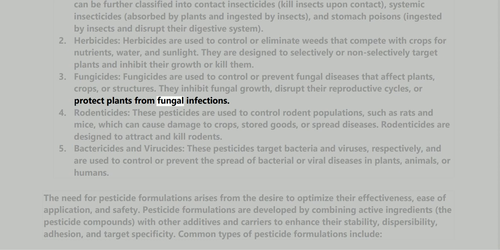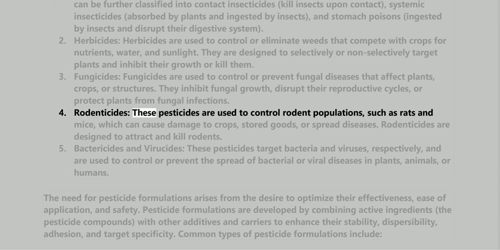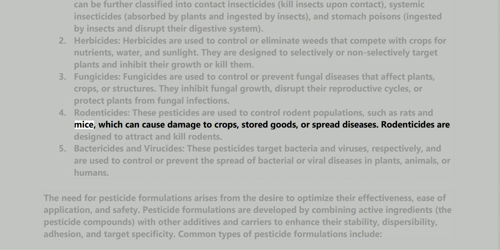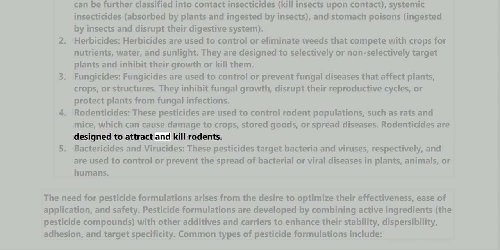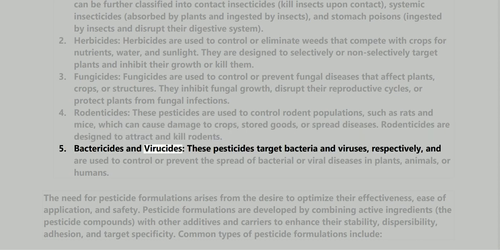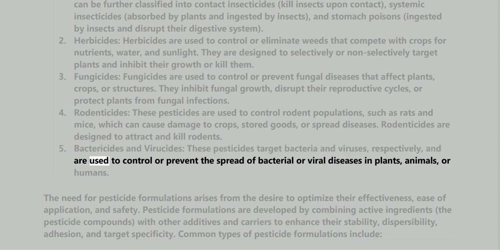4. Rodenticides. These pesticides are used to control rodent populations, such as rats and mice, which can cause damage to crops, stored goods, or spread diseases. Rodenticides are designed to attract and kill rodents. 5. Bactericides and virucides. These pesticides target bacteria and viruses, respectively, and are used to control or prevent the spread of bacterial or viral diseases in plants, animals, or humans.